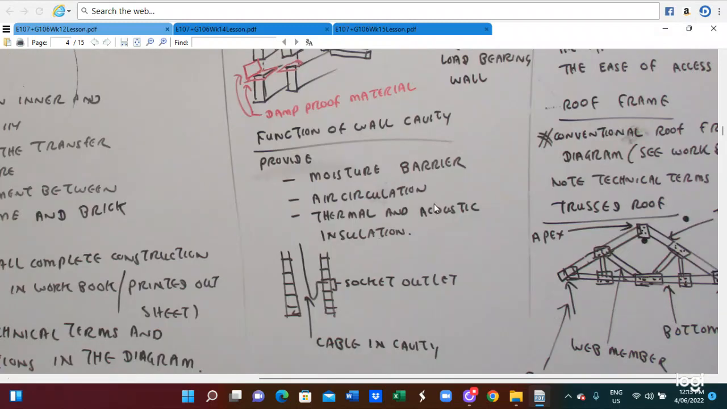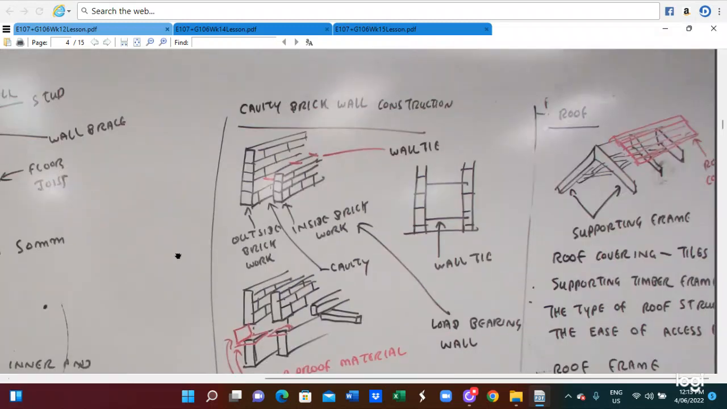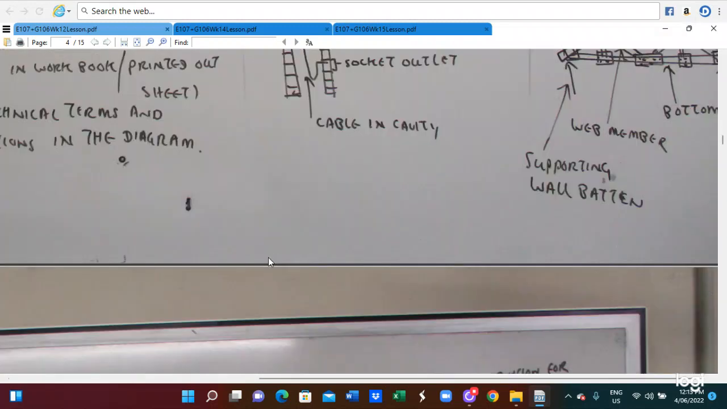The function of the cavity wall is that it provides a moisture barrier, air circulation, and thermal and acoustic insulation. From this cavity wall, we can run the cable in the cavity and then connect it to the socket outlet. Then here we can see the roof construction.